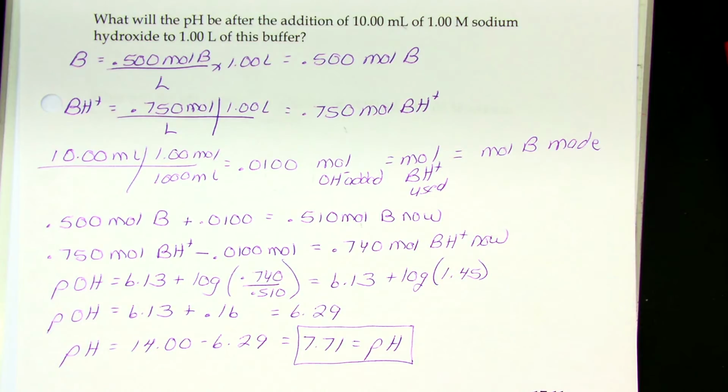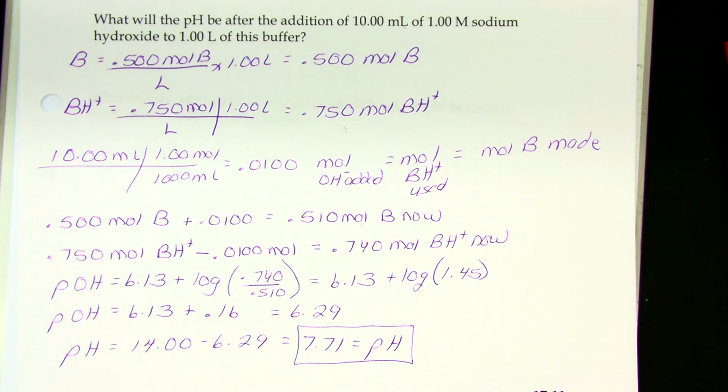So now I can plug these moles back in because the mole to mole ratio is the same as the molar to molar ratio. So my pOH is 6.13 plus the log of 0.740 over 0.510. So that's 6.13 plus the log of 1.45. So that is 0.16. So the pOH is equal to 6.29. Then we can find the pH from pKw. 14 minus 6.29 gives us a pH of 7.71. So again, we added a fairly large amount of sodium hydroxide, and the pH only shifted by 0.02 pH units. So this buffer is doing a good job. And that's how we look at buffer problems.